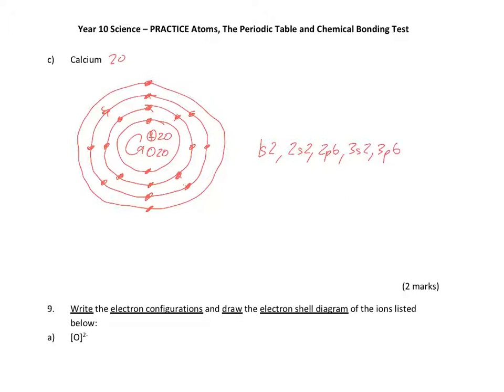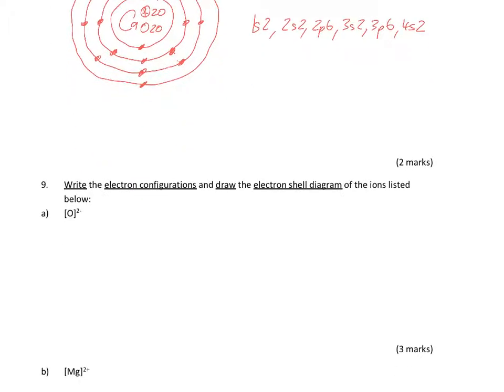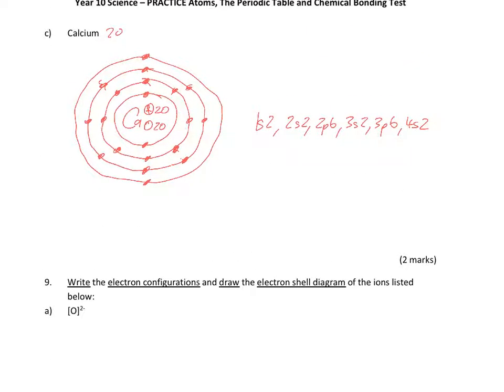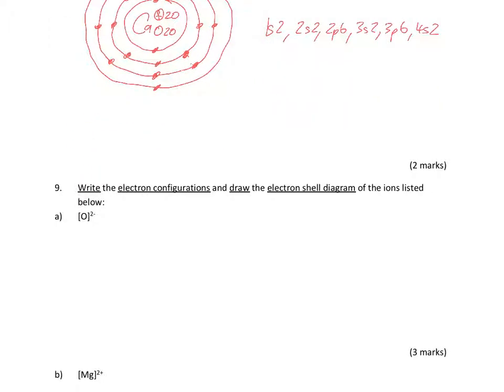6. So how many we got? 2, 4, 10, 12, 18. 4s2. I'm going to leave all this in. How about that? So that is calcium done. Calcium 20 protons, so 20 electrons, and the electron configuration done.